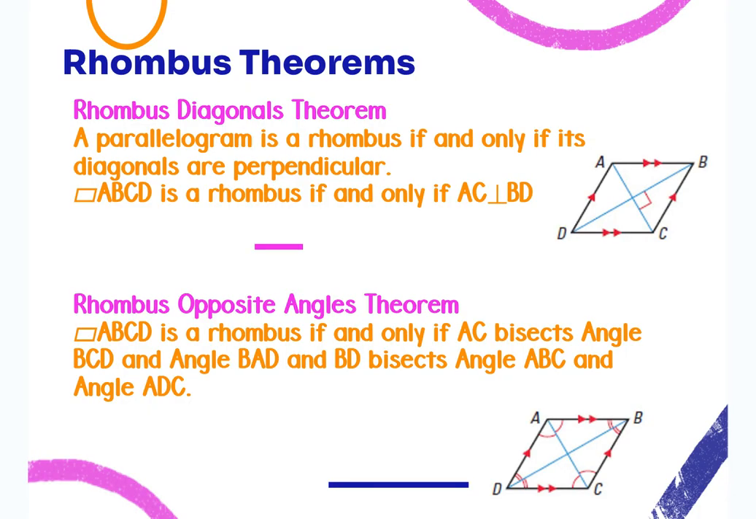The rhombus diagonal theorem. Again, it's a name for a theorem, but really what it says is important. It says a parallelogram is a rhombus if and only if its diagonals are perpendicular. So we know 2 additional things about a rhombus after its definition, and this is the first one. Diagonals are perpendicular, which means they're going to form that right angle. The second is the opposite angles theorem, and it says a parallelogram is a rhombus if and only if AC bisects angles BCD and BAD. So these diagonals bisect these opposite angles, which means it cuts those 2 into 2 congruent parts, and it cuts these 2 into 2 congruent parts.